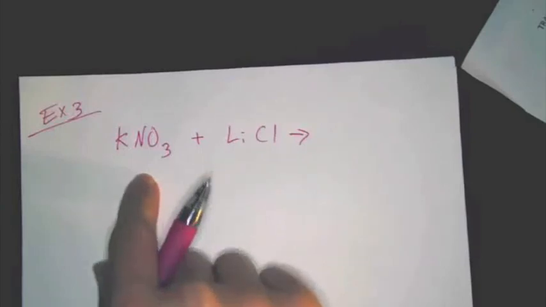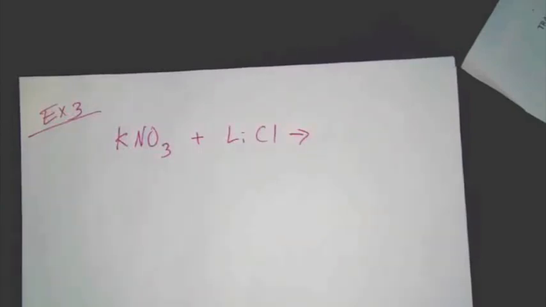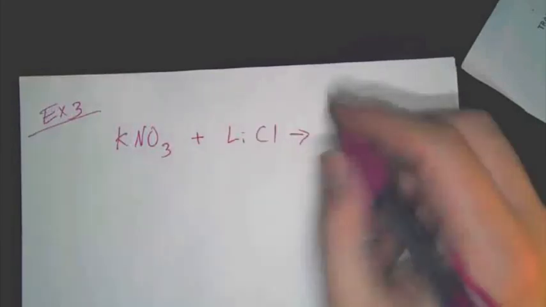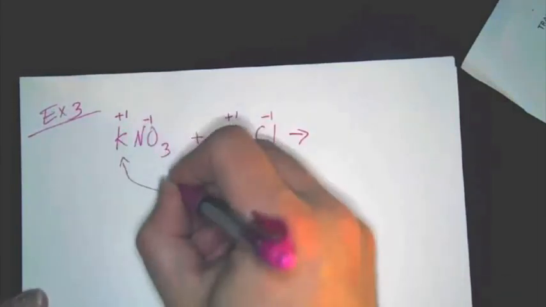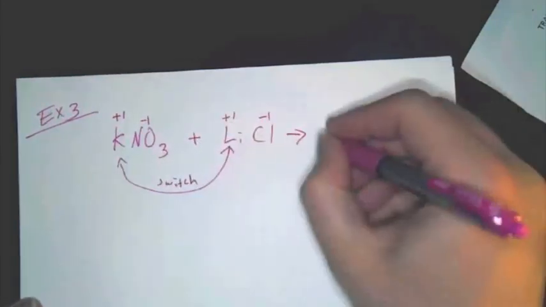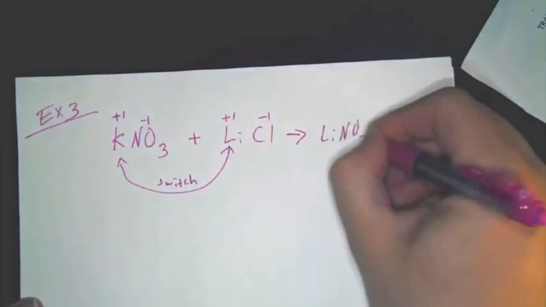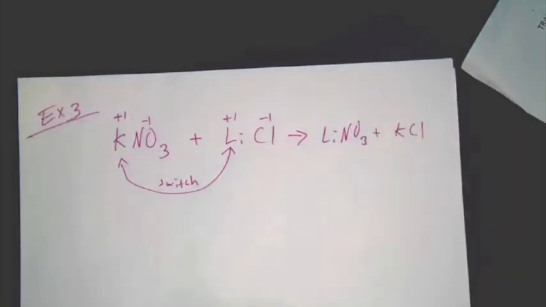So the last example, the easiest example, is this. I'm actually surprised nobody's asked this yet. Basically, so let's take a look here. This is only going to take about a minute because what you're going to do is predict your stuff. So you're going to switch the positives like we've done. So you're going to end up with LiNO3 plus KCl. They're all 1-to-1, so that's nice. Everything works out. There's no need to balance.